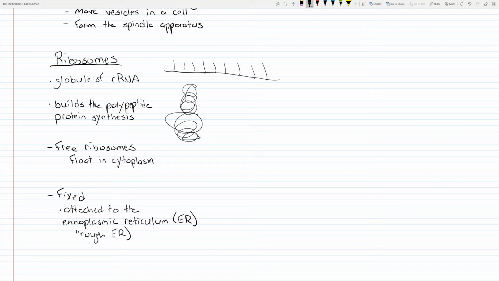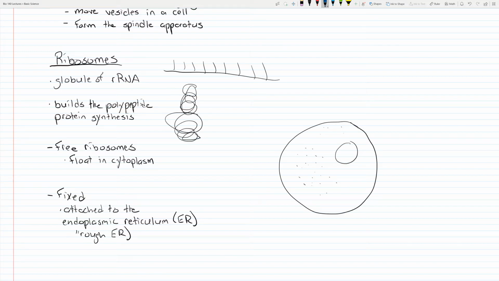So if we look at a cell, we're going to draw another cell here, and we've got a nucleus right here. Ribosomes, here's how big ribosomes actually are in the cell. That's it. They're really tiny structures. I think my little points are too big. And those would be free. They're just floating around in the cytoplasm.